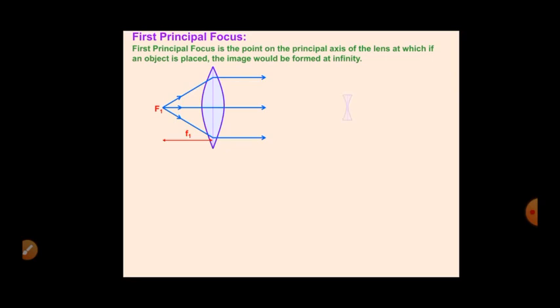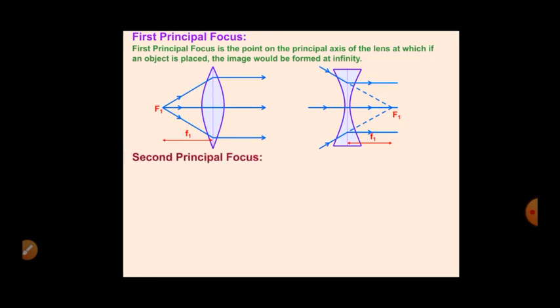Next, in the case of the concave lens it has been shown in this way. You can see the first principal focus is the point where the rays are thought of as coming from this point F1, and that is the first principal focus.